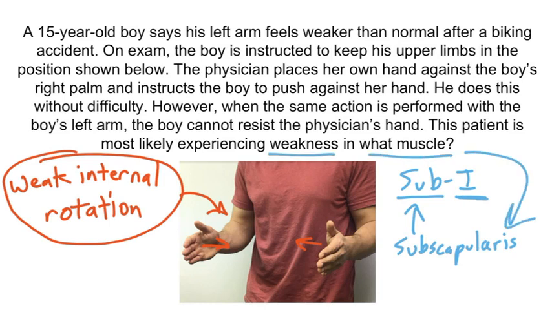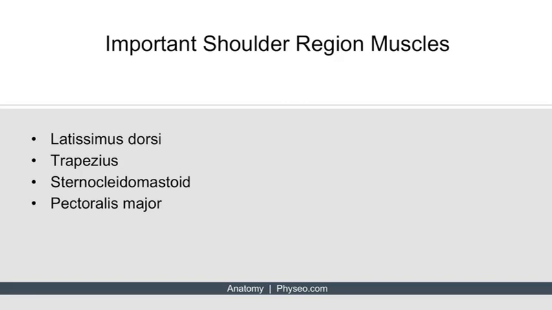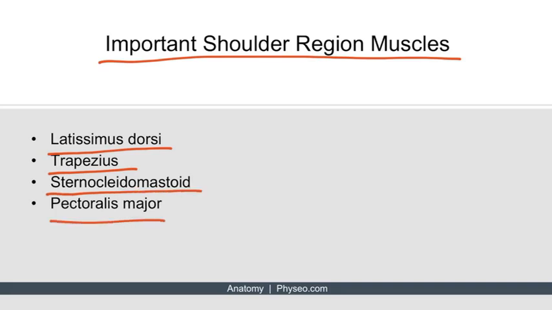The subscapularis muscle. Now we just need to discuss some last important shoulder region muscles: the latissimus dorsi, the trapezius, the sternocleidomastoid muscle, and the pectoralis major.